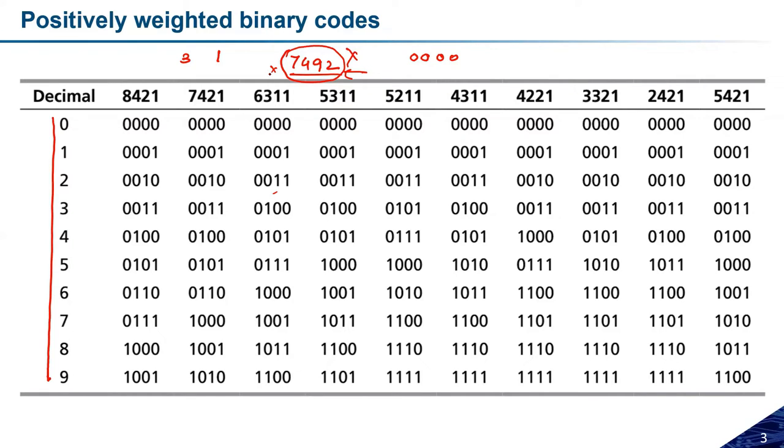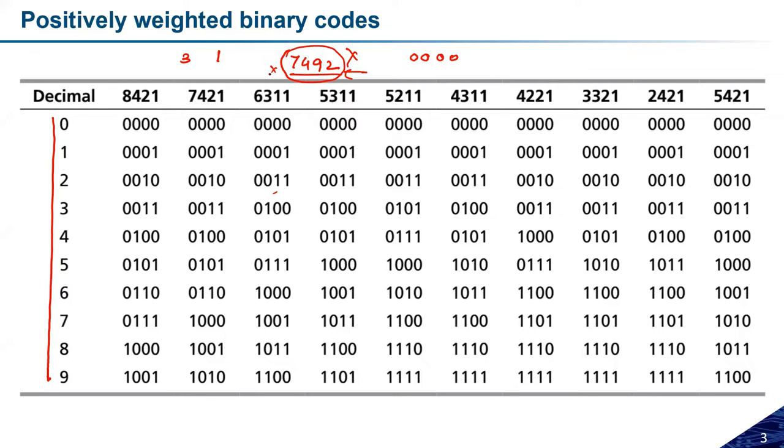Sir, what if by any chance we can make our own code? Yes, if you can make your own code which can provide all these decimal values from 0 to 9, then that is a valid positive weight code. The only condition is that you must be able to convert into all the decimals from 0 to 9, and those codes are valid.